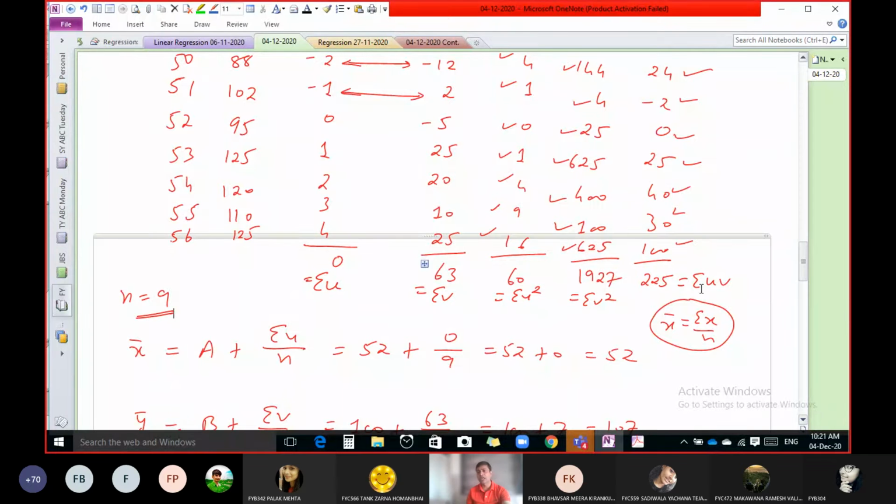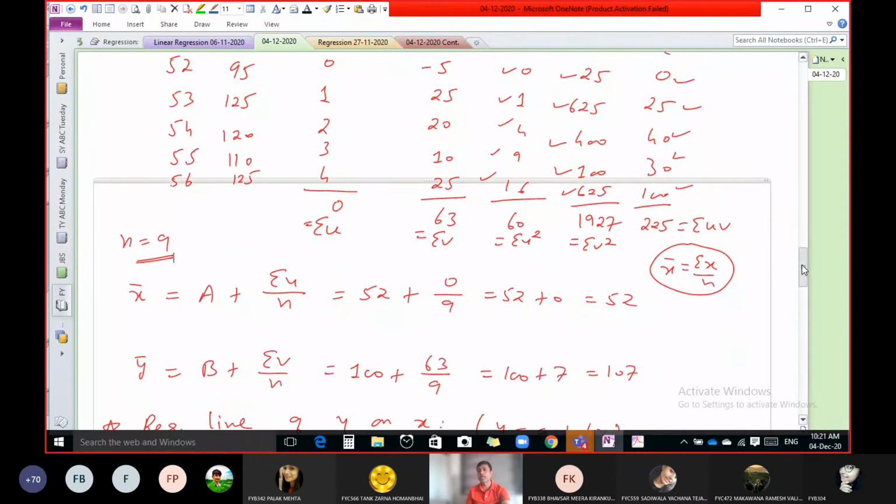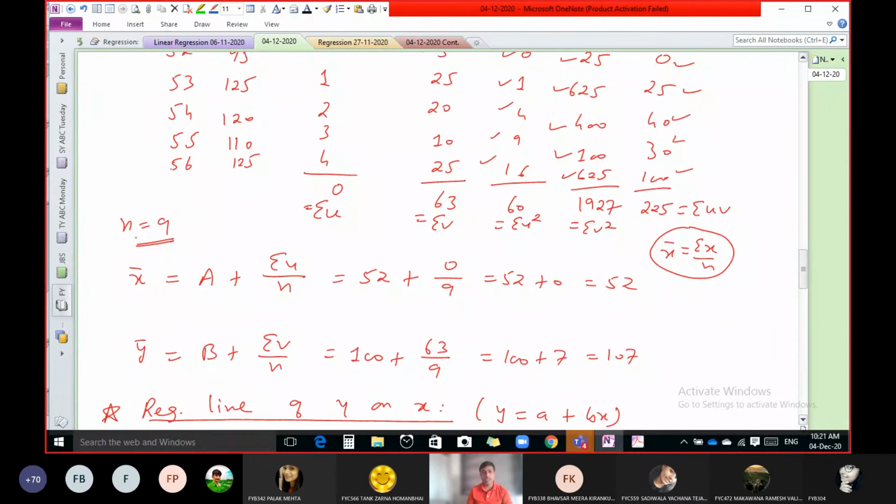Better to find out first of all x bar and y bar. There are two ways to calculate x bar and y bar. You can add the values of x and find out sigma x and use this formula. You will get x bar. But I don't want to waste my time to calculate sigma x. Then there is another formula of x bar: x bar equal to a plus sigma u upon n. In both ways you will get the same answer. But I don't want to waste my time to calculate the total of x.